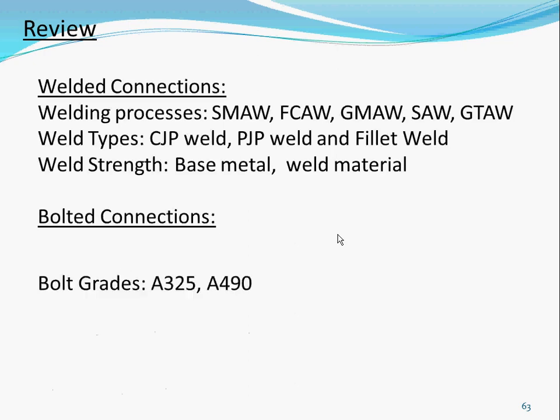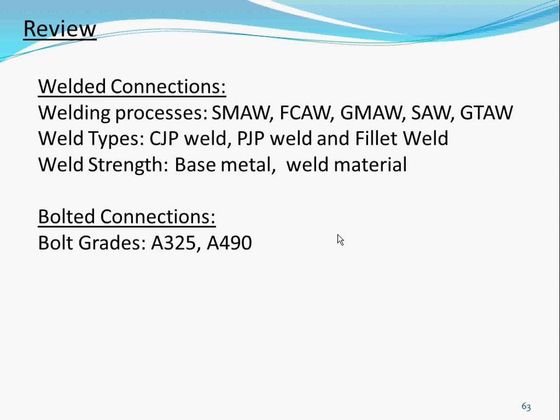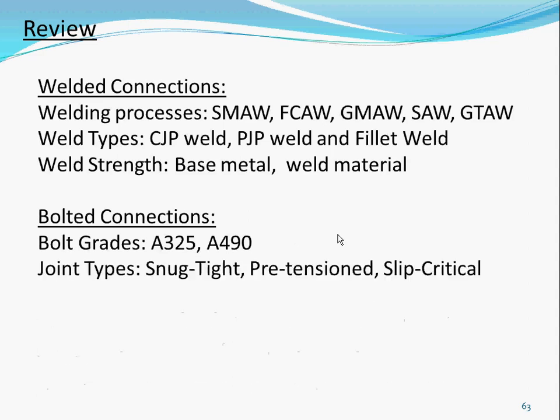For the bolted connections, we have 2 grades: the A325, A490, or their equivalent twist-off bolt types. There are joint types. You have the snug type, pretension, and the slip critical. So now you know the difference between slip critical and pretension. Essentially, slip critical is pretension with some surface preparation.